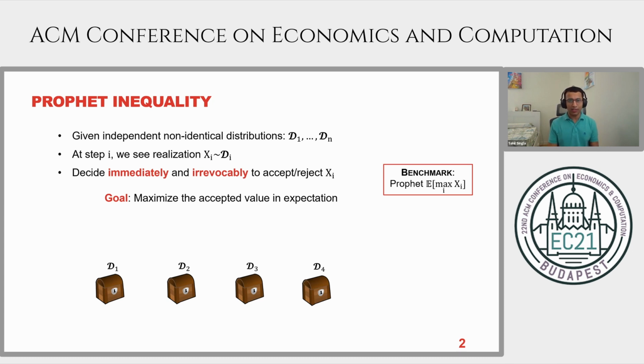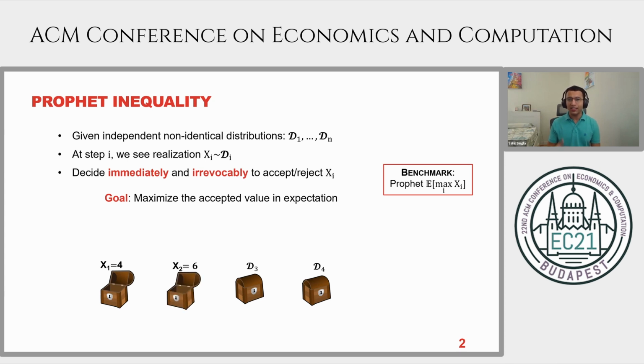Here's a small animation. Suppose x1 takes a value of 4. The question is, do I stop or do I continue? I know the distributions d2, d3, d4. Maybe d2 is uniform between 0 and 5, d3 is some other distribution, d4 is some other distribution. But I need to make a decision about x1 immediately, before I see the outcome of d2.